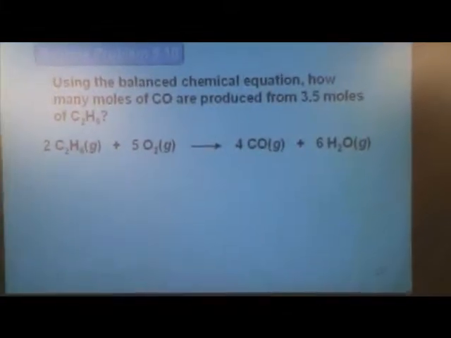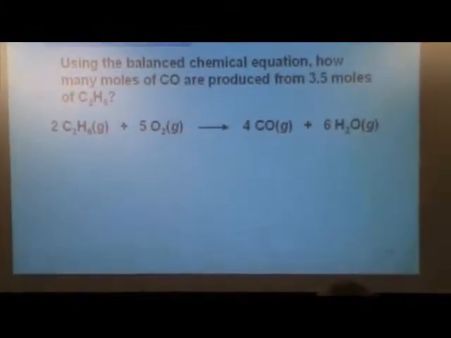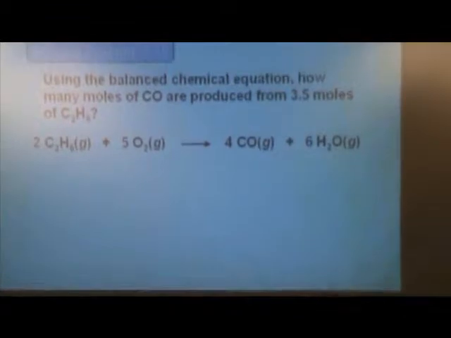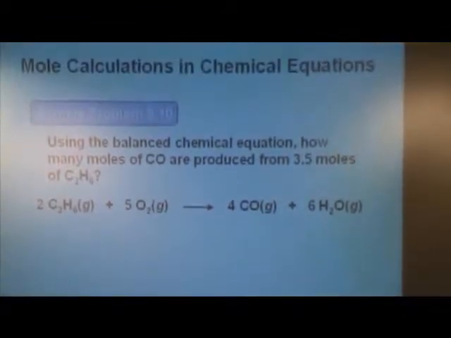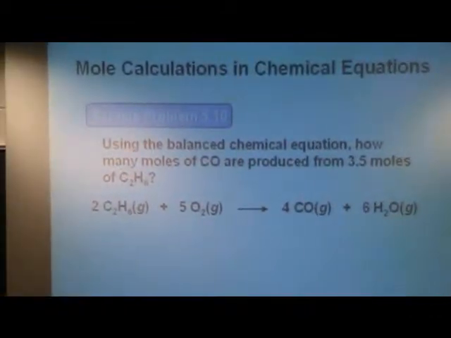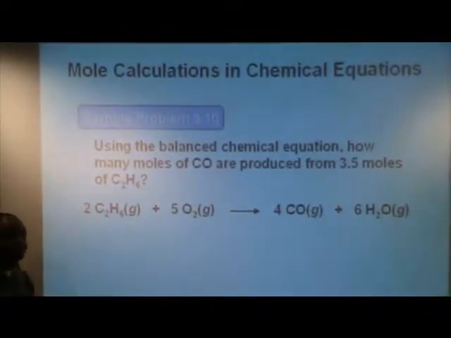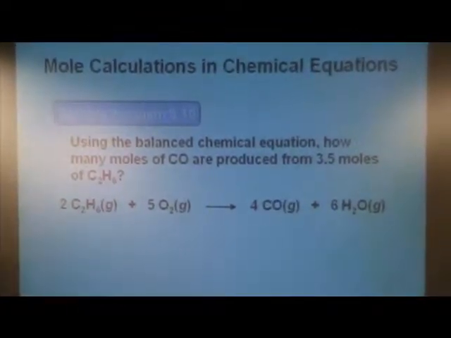Now, how do we really answer a question like this? The very first thing, the equation has to be balanced for us. Is the equation balanced? How many of you say yes? Look at the problem and tell me whether the equation is balanced or not.